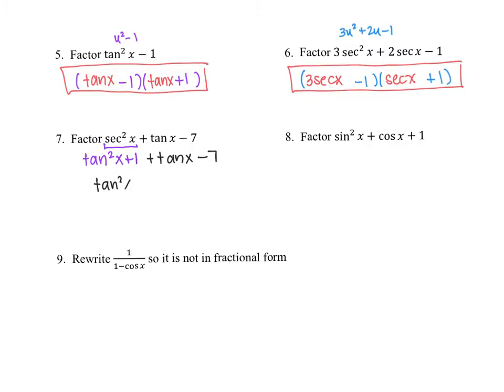Tangent squared x plus tangent x. And then I do have a positive 1 minus 7, so I'm going to make that a minus 6 at the end. Now I can go ahead and factor this. Remember, treat this like u squared plus u minus 6, so that's going to be plus 3 minus 2. And instead of u, I use tangent.